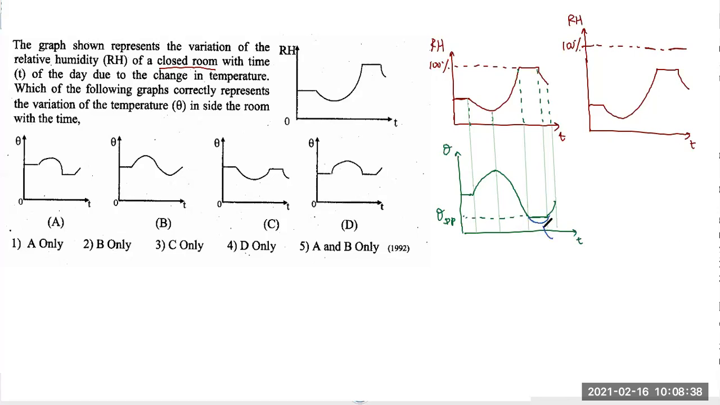Why? Now this blue color part represents temperature being less than dew point. When the temperature is less than dew point, RH is also 100. And the straight line part says temperature is equal to dew point. For that case also, RH has to be 100. So these two shapes are possible.